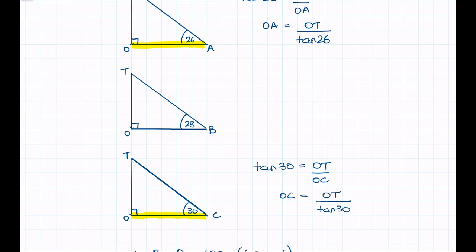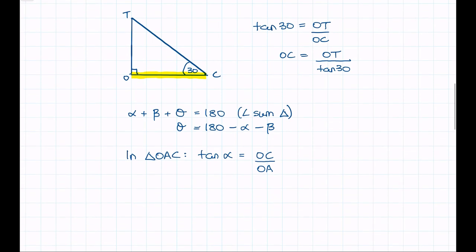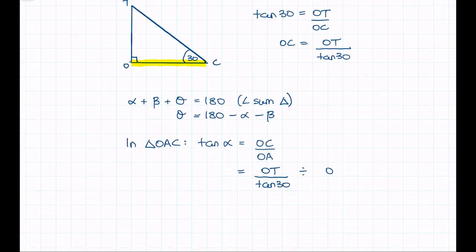So now that I have those two expressions, I can substitute those in. So if I have the tan of alpha equals OC over OA, I know that OC is OT over tan 30. And we're taking that ratio and dividing it by OA, which was OT over tan 26.